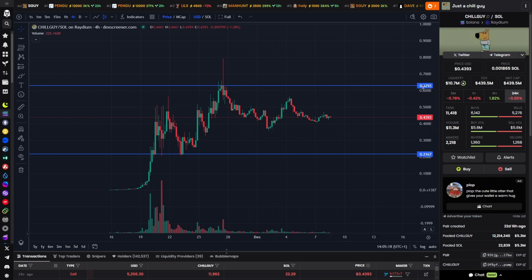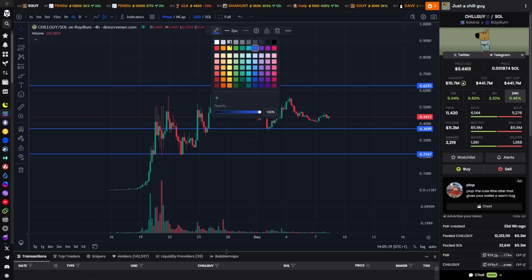So 0.63 is like all-time high. 0.21 is like a really low support level, but a very strong one. Generally there are these zones in the middle, like let's say this one, and you can mark them with a different color too if you want.